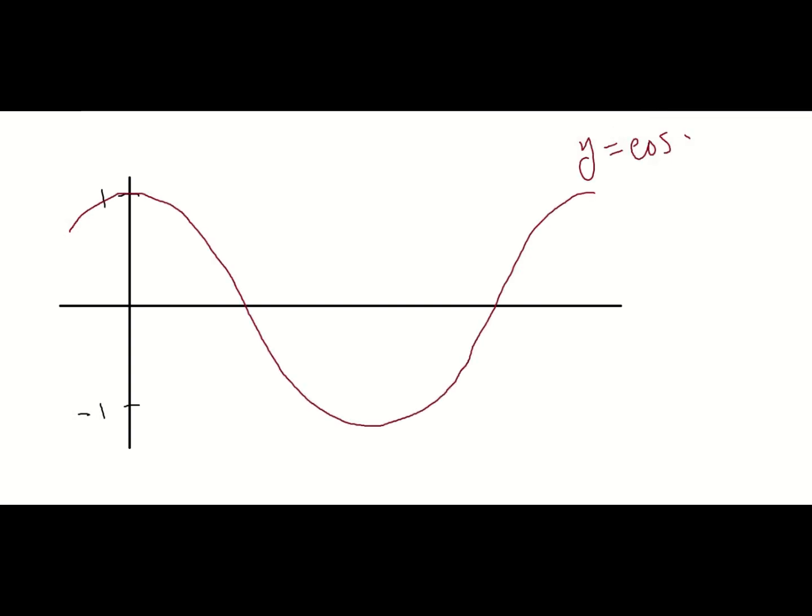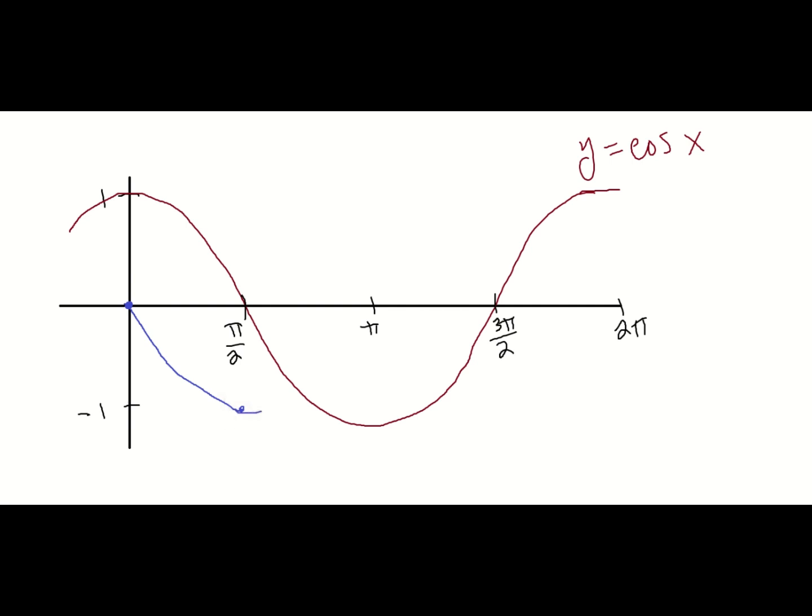Pause the video and try the same thing for the graph of y equals cosine x. Estimate the slopes of the tangent lines to approximate the shape of the graph of the derivative. At x equals 0, the slope of the tangent line is 0. That slope starts to turn more and more negative until at pi over 2, the slope is negative 1.